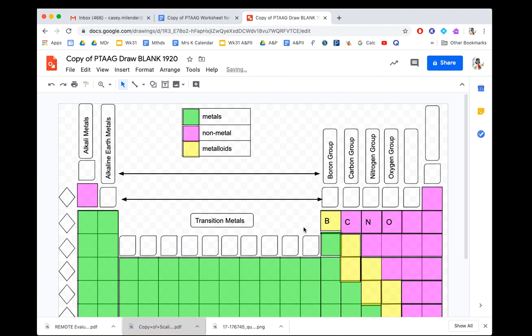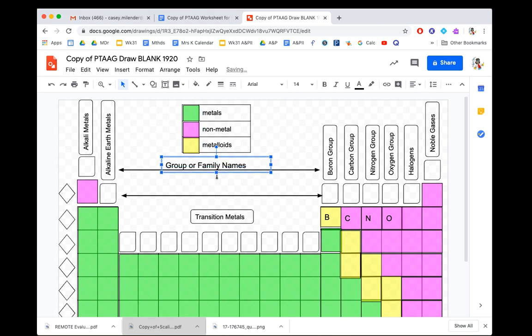So that's good. Now these over here, the second to last column is the halogens. And this last column are the noble gases, which you've probably heard of. All right, so these are all group, sometimes called family names. Okay, and you should know those.